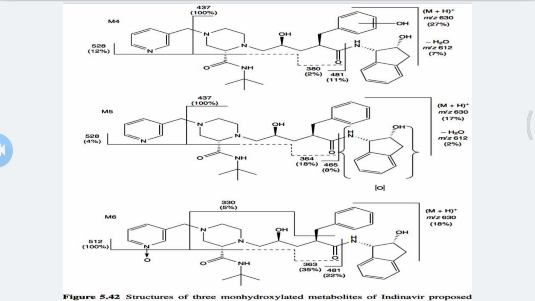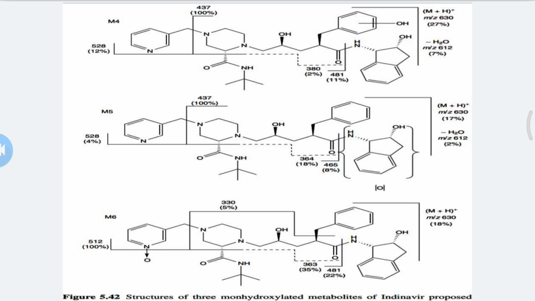Similarly, M5 fragmentation shows MSMS spectra of the metabolite, with the peak mass-to-charge near 437, which is increased by 16 units and forms 364 and 465 in M5.